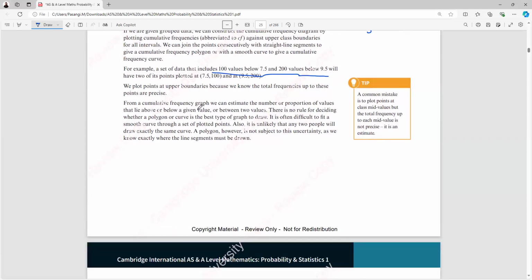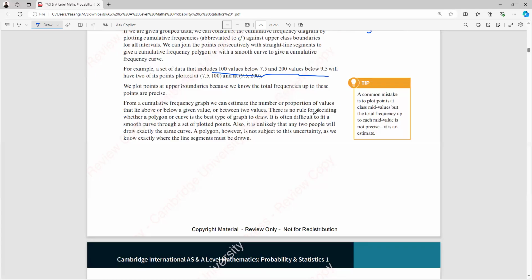Now what will happen? We plot points at upper boundaries because we know the total frequencies up to these points are precise. Because we know anyway the totals would be accurate, because of that we normally draw it. From a cumulative frequency graph, we can estimate the number or the proportion of values that lie above or below. අර cumulative එකක් නේ add කරගෙන යන එකනේ කරන්නේ. Because of that, these will be above or below a given value or between two values.